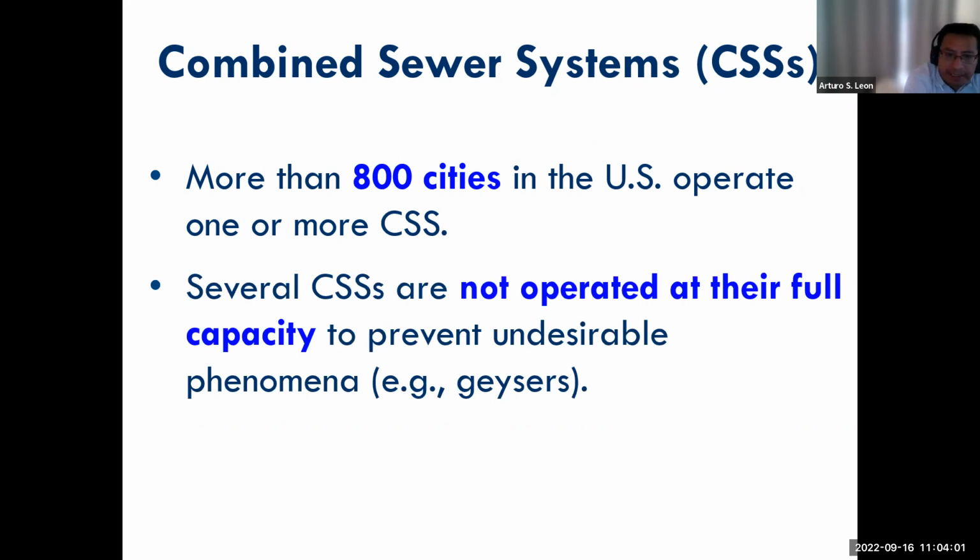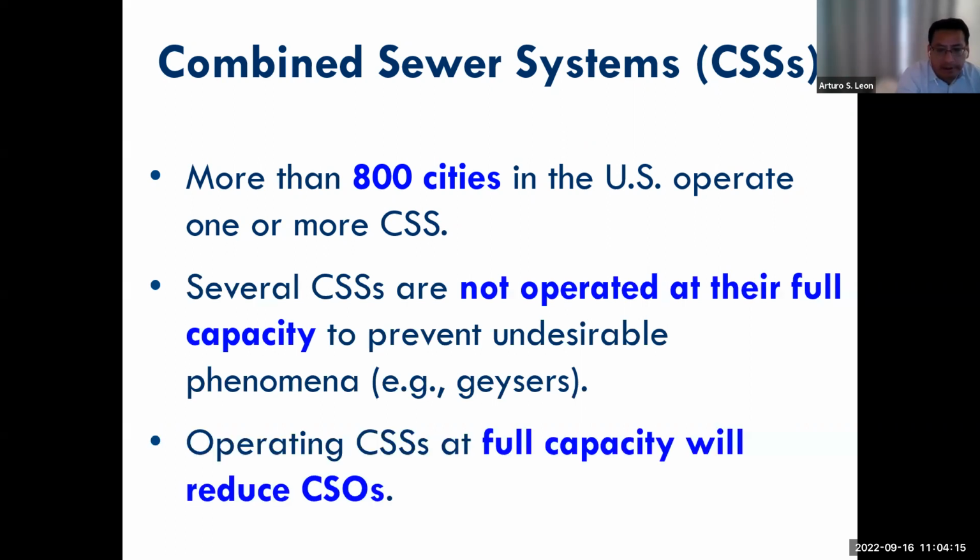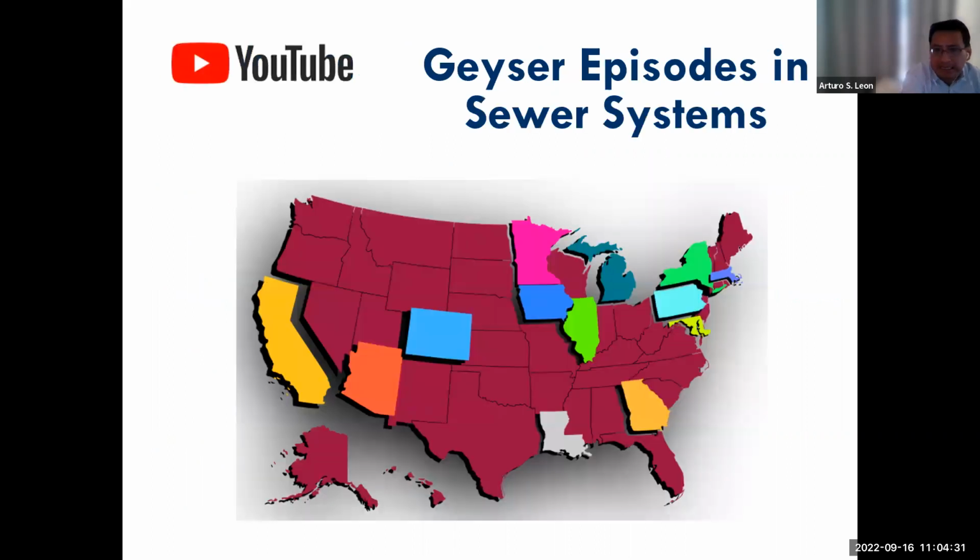Several combined sewer systems are not operated at full capacity, because they want to prevent undesirable phenomena. For example, geysers in storm sewer systems. If we operate combined sewer systems at full capacity, we can reduce combined sewer overflows, right? Because we are maximizing the storage, and therefore we are reducing the release of sewer overflows. There are geyser events all over the world: the US, China, Canada, Europe, everywhere.